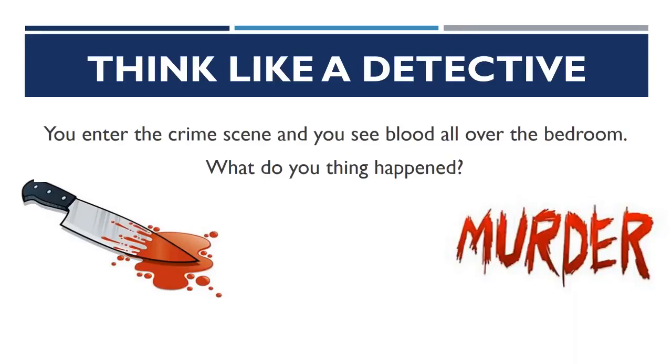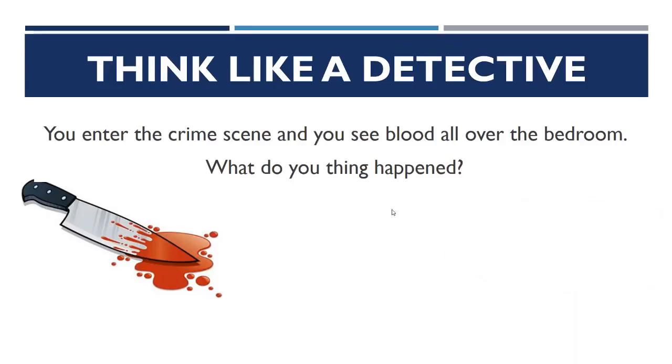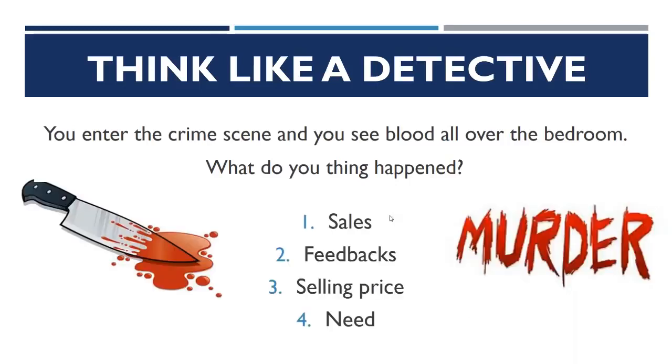Now, for the detective, his clue, his sign was the blood, right? He sees the blood, and then he understands it was a murder. Our blood is sales, feedback, selling price, and need. Okay, the first clue for us as detectives is sales. We see a lot of sales, we are interested, we want to check it. Okay.